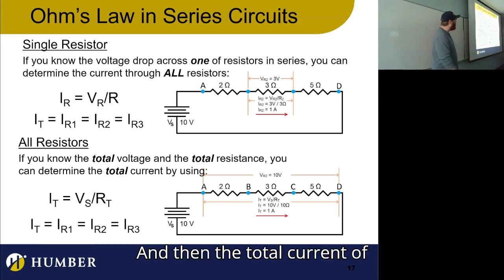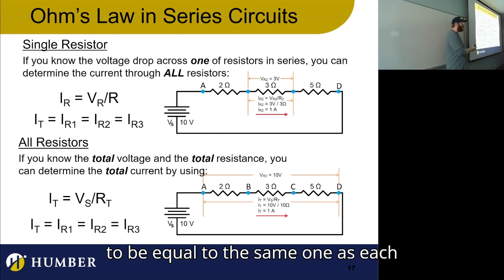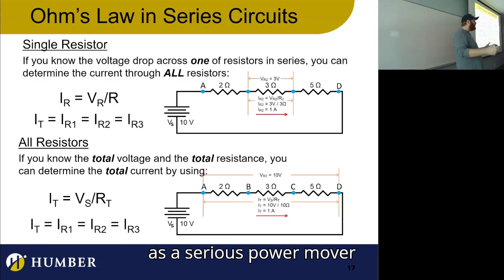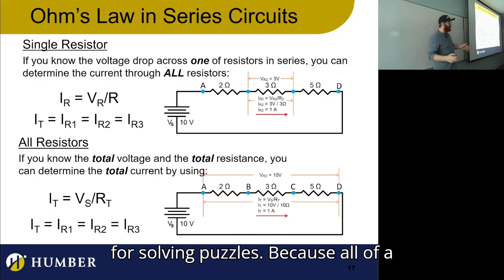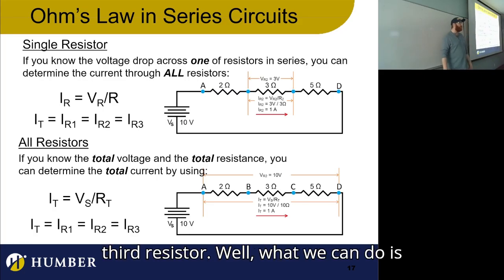And then the total current of the entire circuit is going to be equal to the same one as each individual, right? Now think about that as a serious power mover for solving puzzles. Because all of a sudden, let's say we wanted to figure out the voltage of the third resistor, the voltage drop of the third resistor.